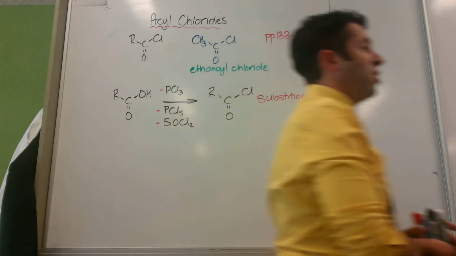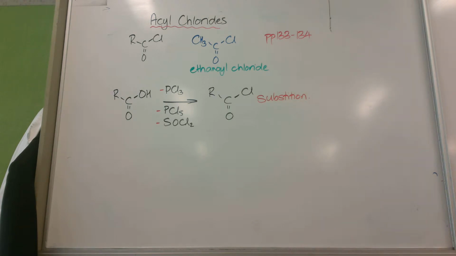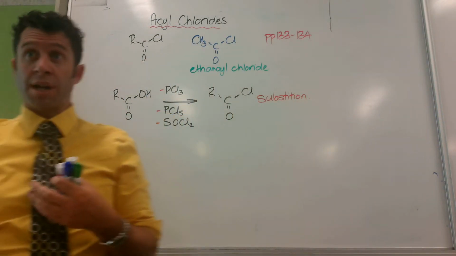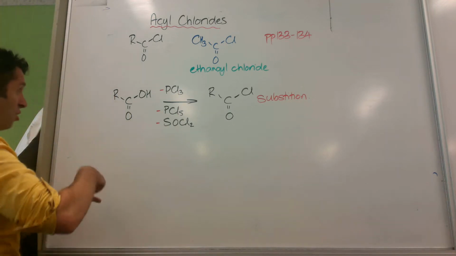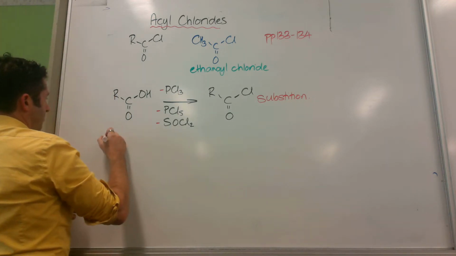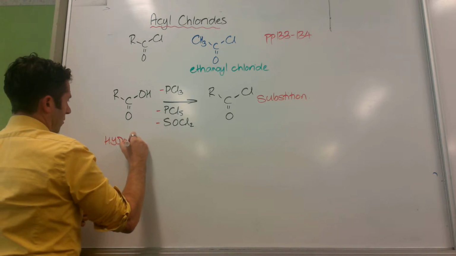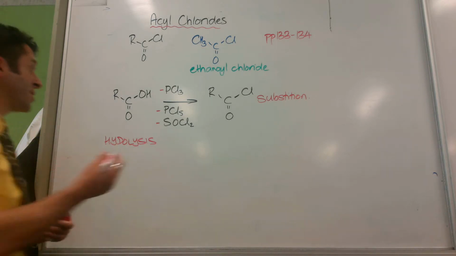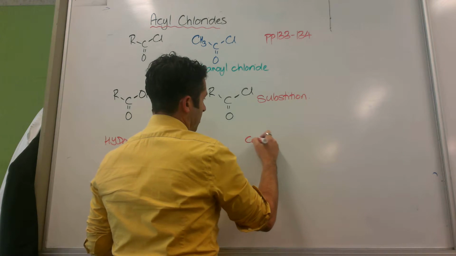We then need to know how the acyl chlorides will react, so can they be any use for things? They've got 2 main types of reactions. One is called hydrolysis, hydro meaning water, lysis meaning breaking. So the water breaks it apart. So we have hydrolysis. And we've got another type of reaction called condensation. And there's 2 good examples for this, which again will show us these relationships.